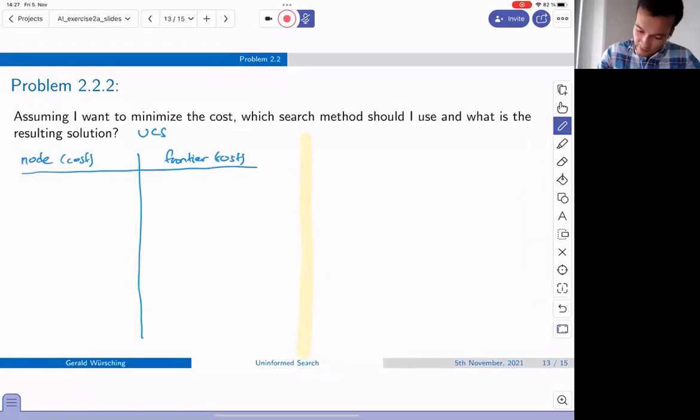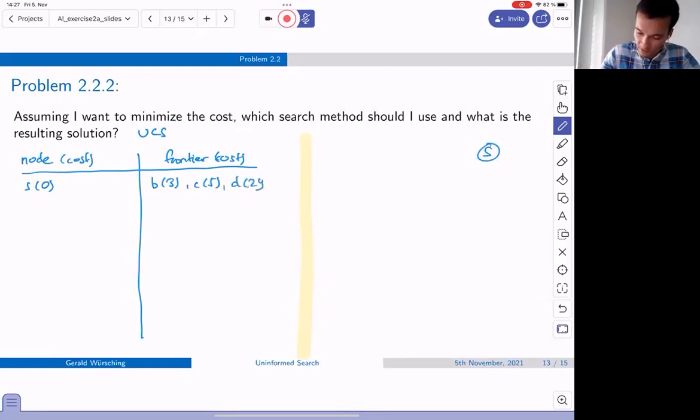Okay, and here on the left side, we're going to have our search tree. We start with node 0. We have 3 actions. 3 actions basically mean B, C, D. So our frontier contains B with cost 3, C with cost 5, and D with cost 29.